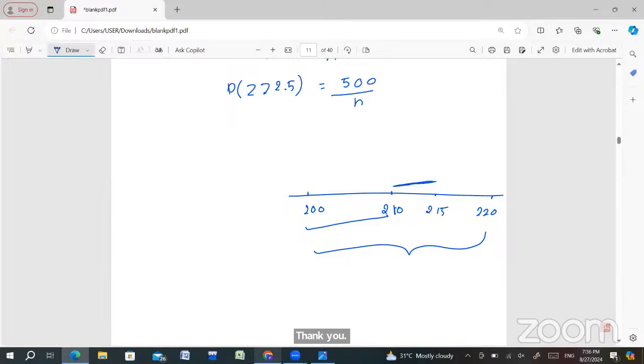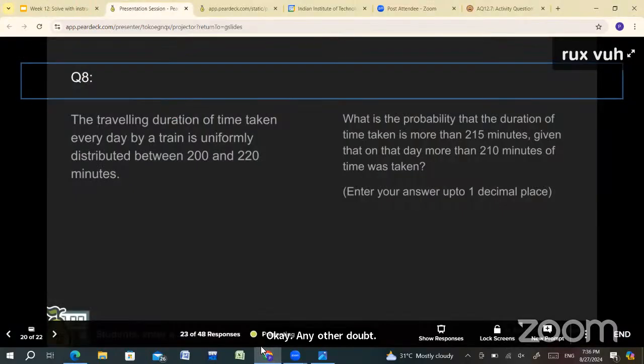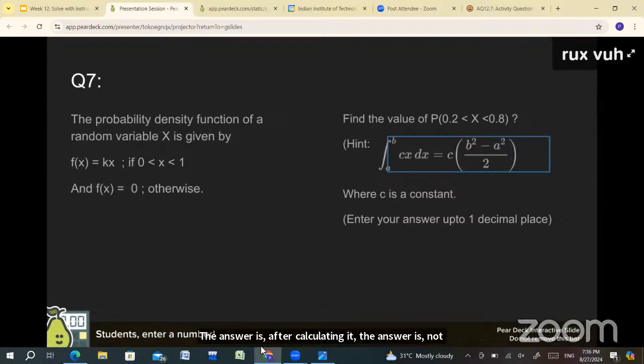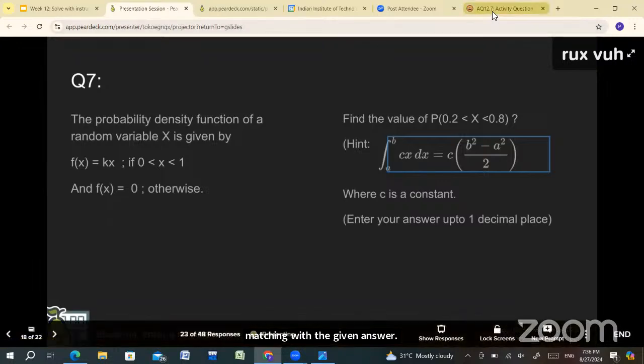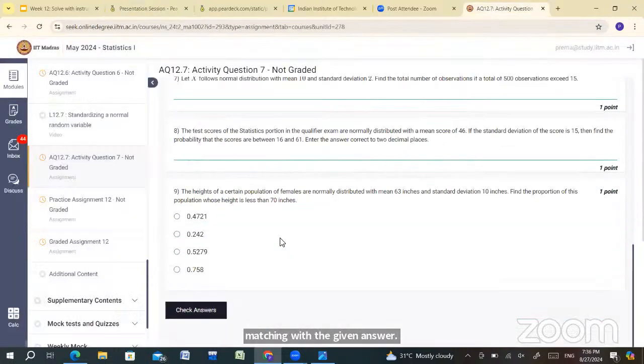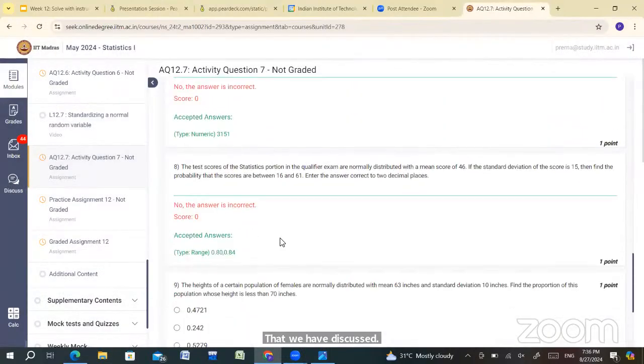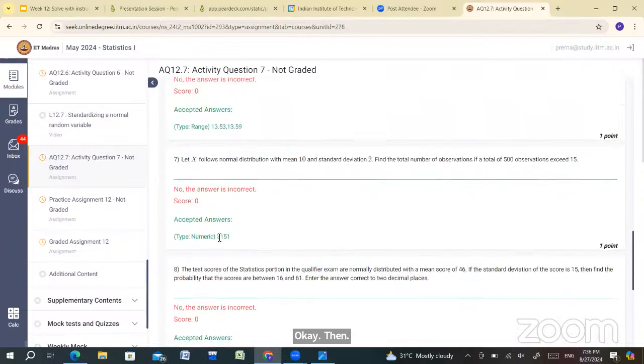Okay, any other doubt? Ma'am, in question number 7 that we have discussed, after calculating it, the answer is not matching with the given answer. Okay, in the activity? Yes, ma'am, in the activity that we have discussed. Okay, maybe the answer is wrong. My answer is coming out 3151, around 83,333.